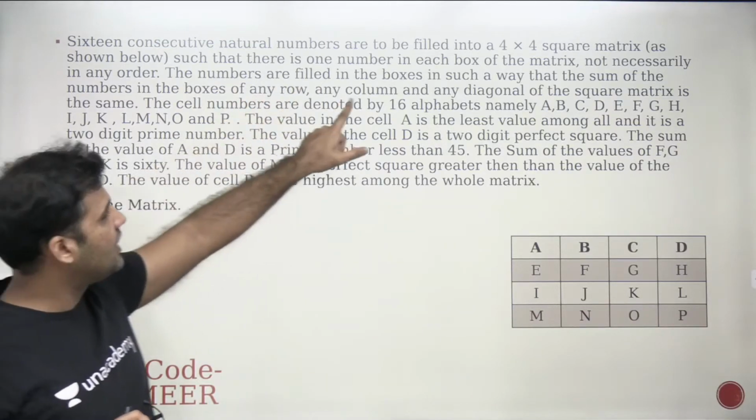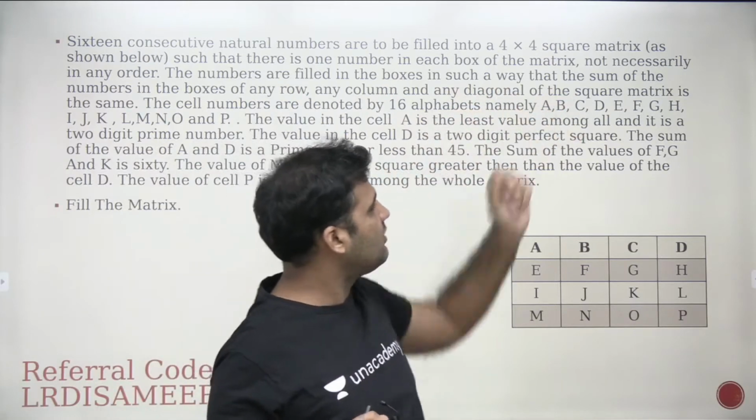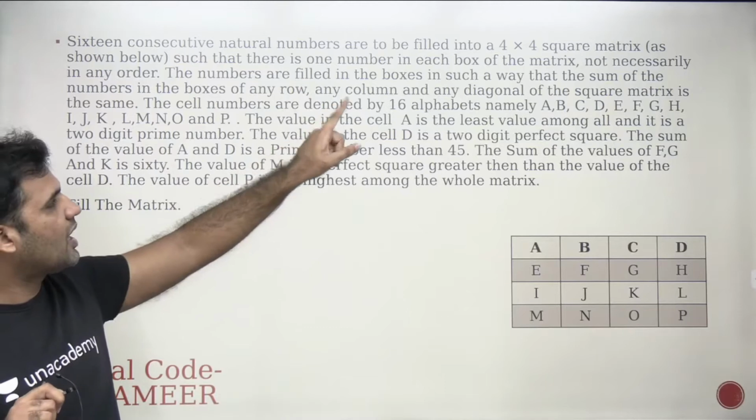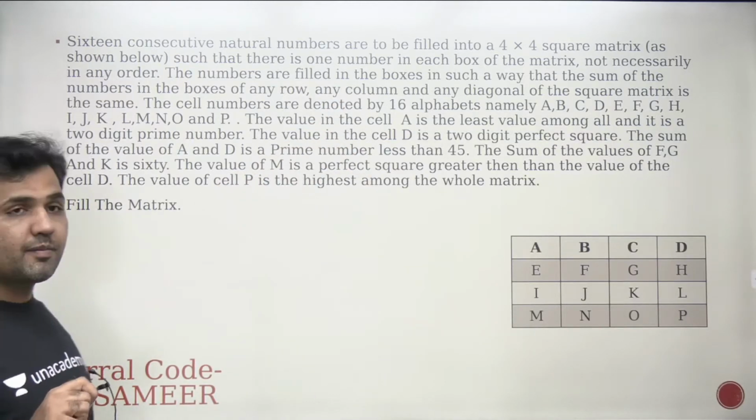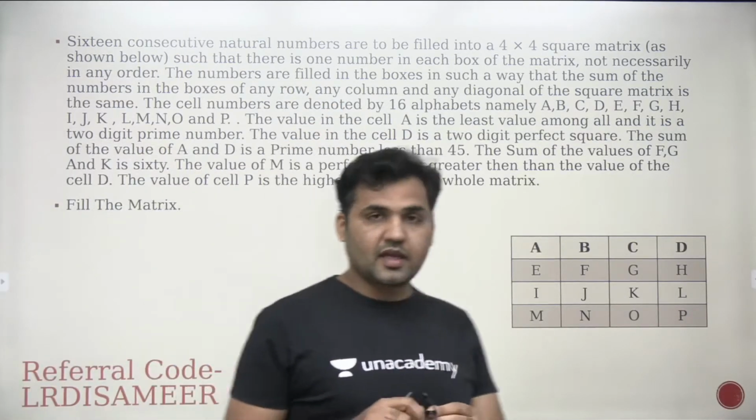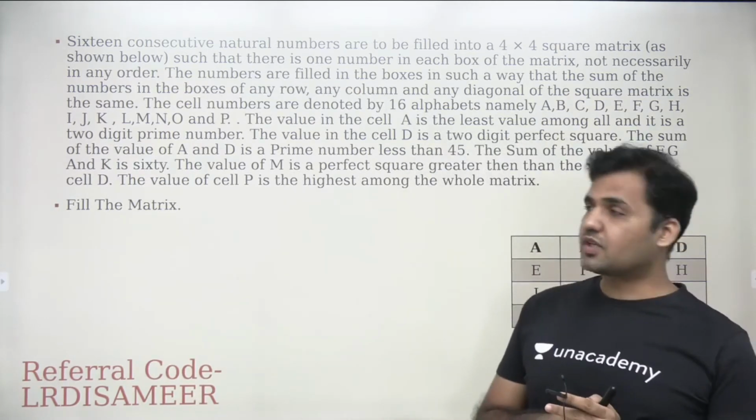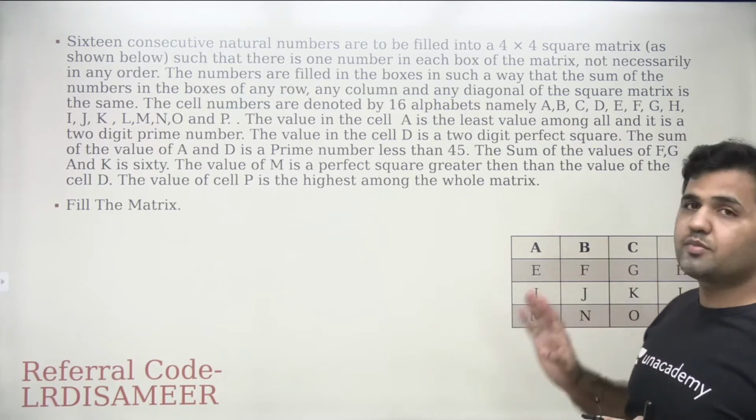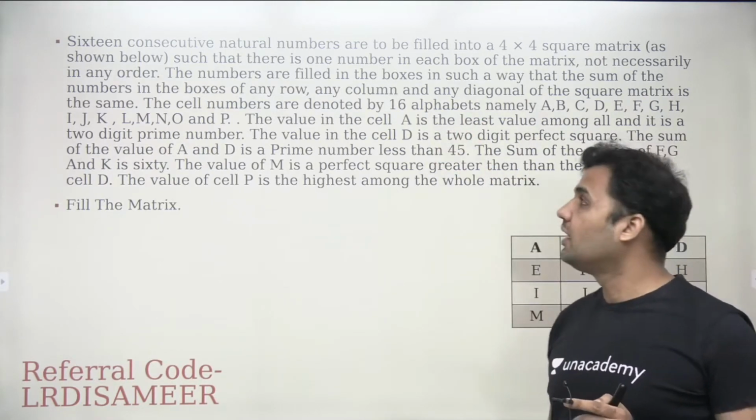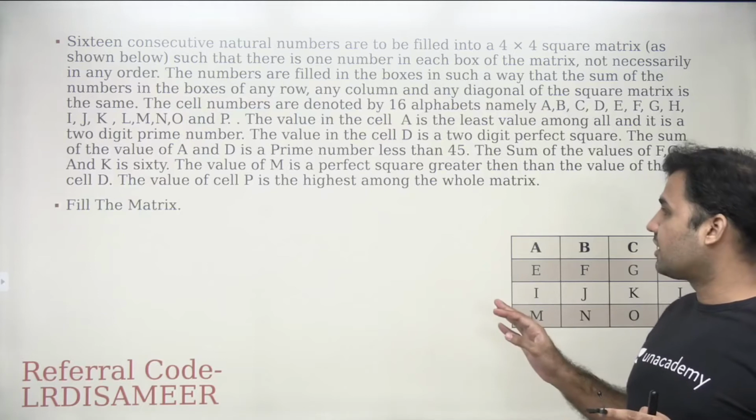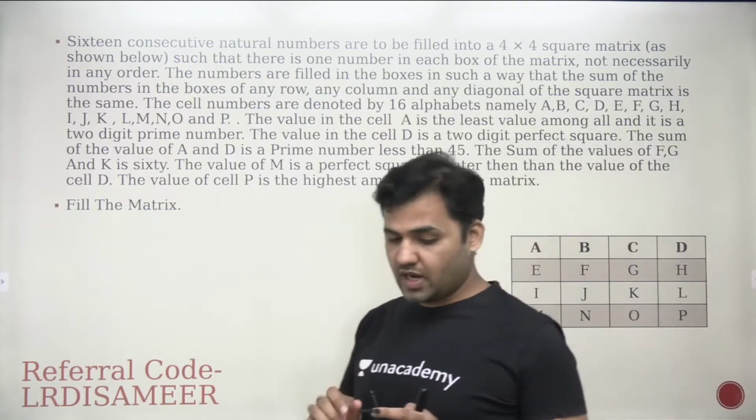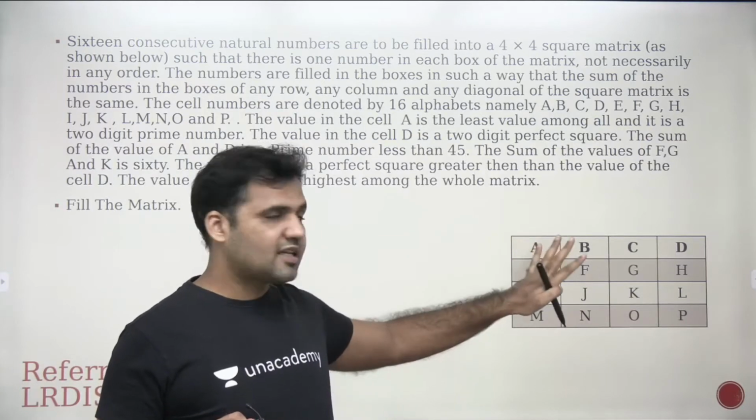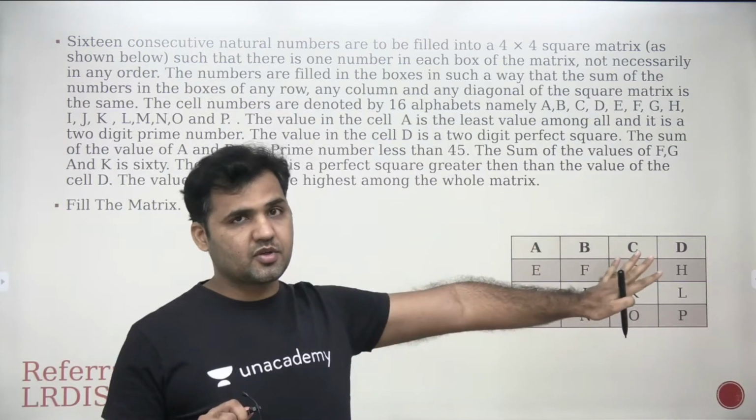The numbers are filled in the boxes in such a way that the sum of the numbers in the boxes of any row, any column, and any diagonal of the square matrix is the same. Again, this is the definition of a magic square, that the summation of the numbers row wise, column wise and diagonal wise should be the same, and this is mentioned over here. But what is that sum? We do not know that. We could have found the sum if we know what is the lowest number that has been used here and what is the highest number that has been used here.